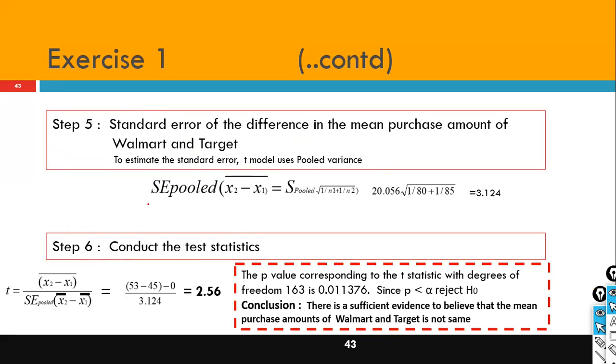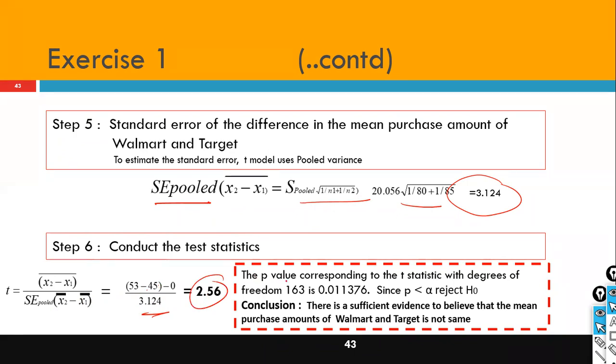The next step is the standard error of the difference in the mean purchase at Walmart and Target. You have the pooled s and the pooled standard error, and for this formula you need to use it. After plugging in the values, you get the pooled standard error. And this is the formula: X2 bar minus X1 bar, 53 minus 45, the Target average amount spent by the customer minus the Walmart average, divided by the pooled standard error, which is 3.124. Putting all these things together, you get 2.56.